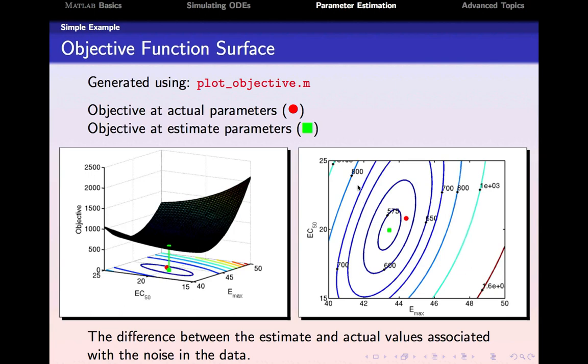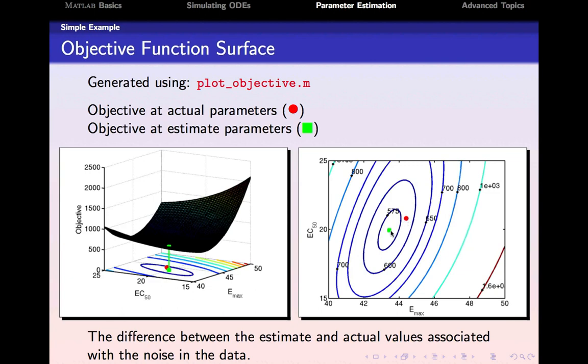What we have here is two different points that are identified. One point is the actual parameters used. The red dot here represents the actual parameters used to generate the data. Now keep in mind these data have noise added to them, to give us a more realistic problem to solve. And so the objective function doesn't really understand that there's noise in these data. All it knows is that it's trying to minimize some function. And the green dot represents the estimated parameters.